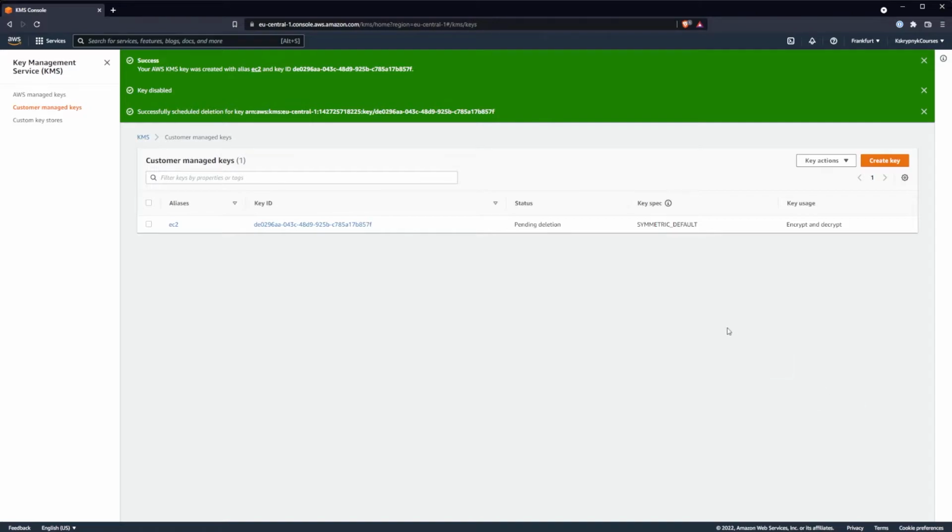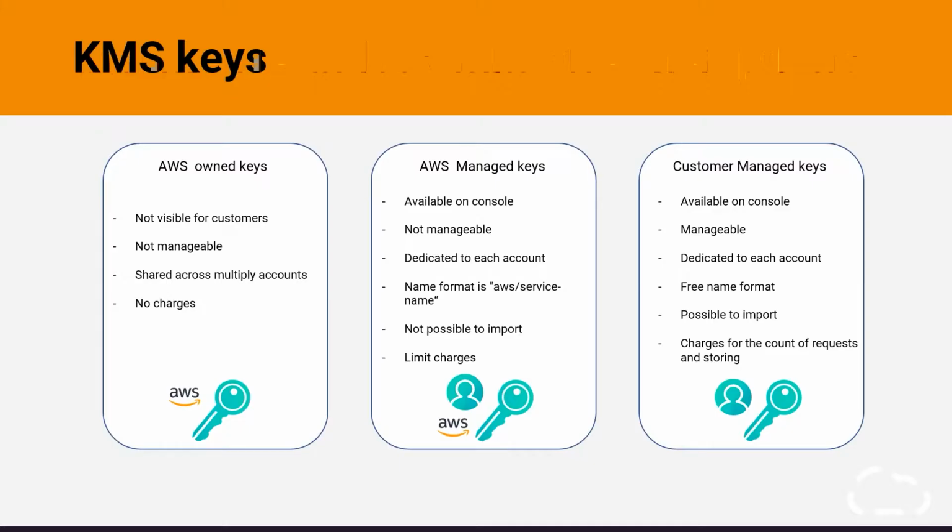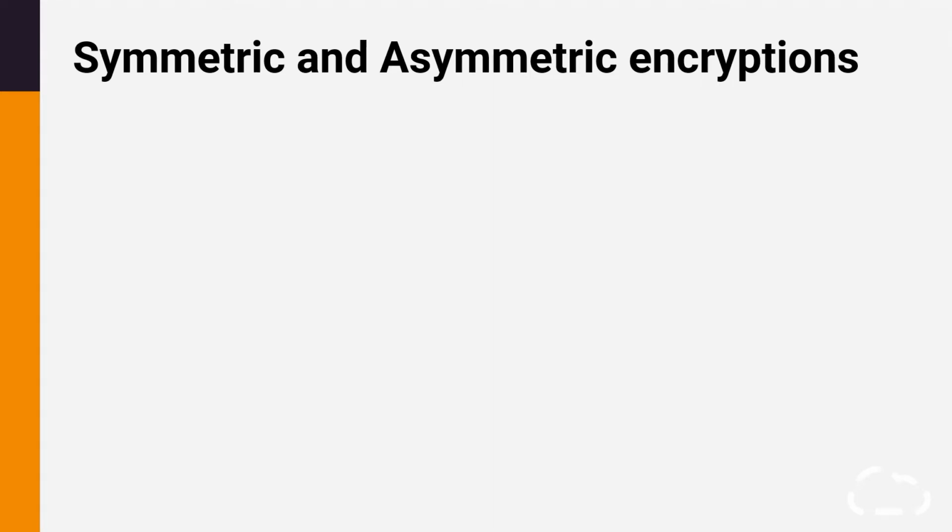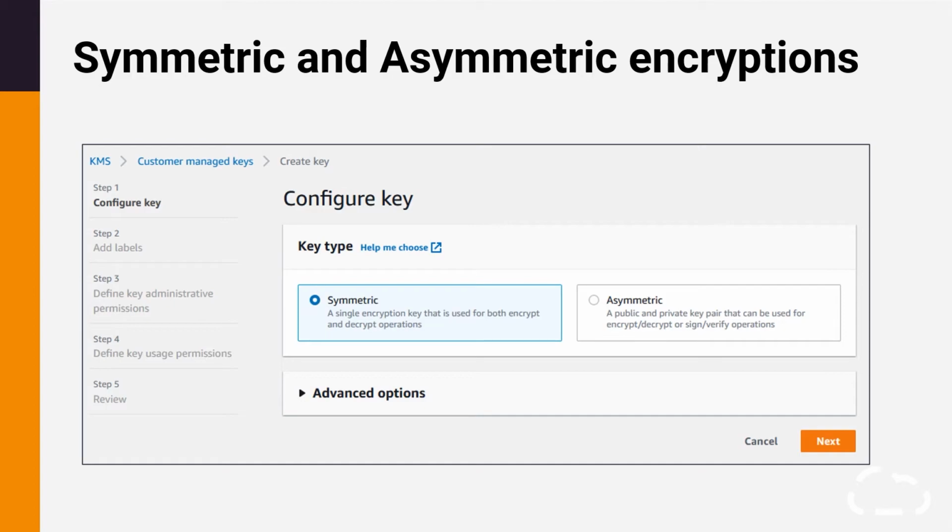Now the key is in pending deletion status and will be removed from AWS after a waiting period of 7 days. Go back to our presentation. Time to talk about the KMS key configuration. Do you remember when we started the creation of the customer managed key? We had the choice between the symmetric and asymmetric key configuration.